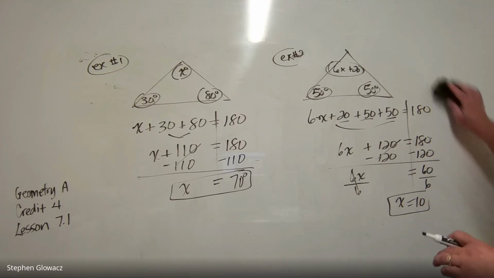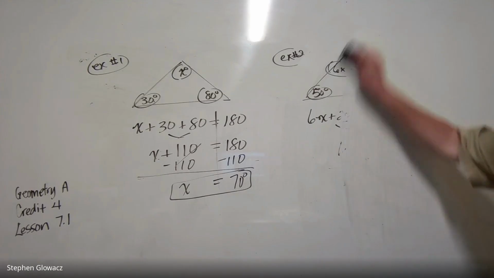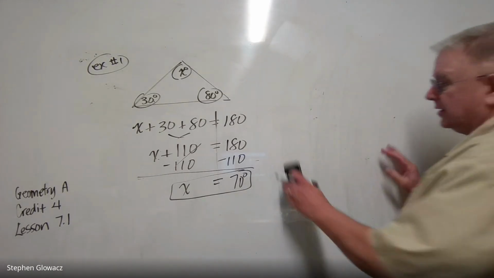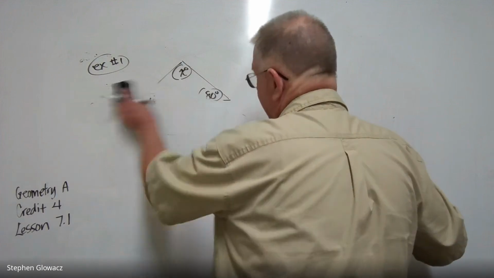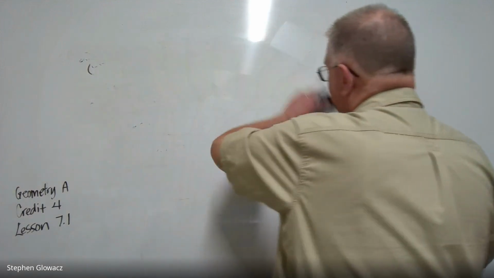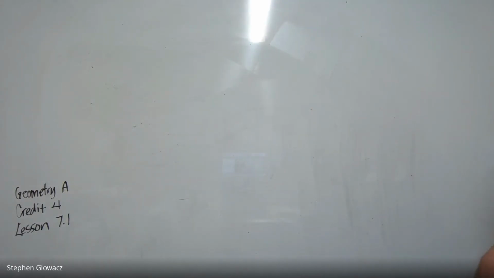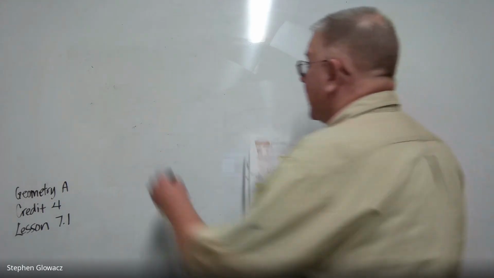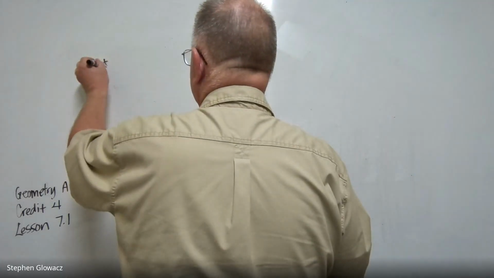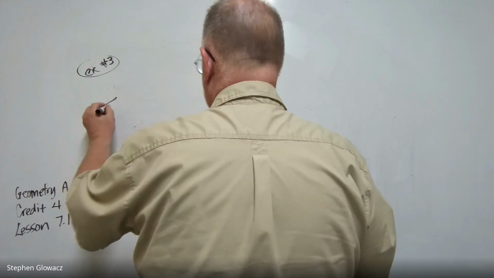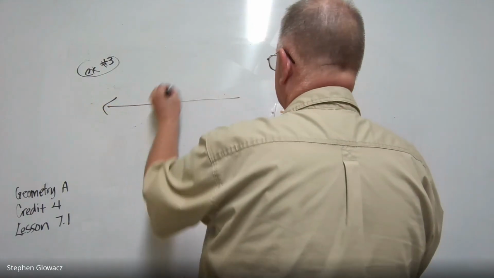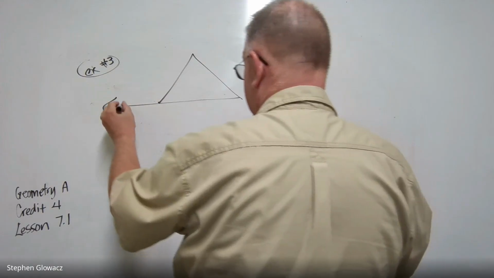All right, for problems 3 and 4, we're going to be talking about exterior angles and remote interior angles and how they relate to one another. So let's take a look at an example for problem number 3. Let's go ahead and set this up. We use the same letters that they do in the packet.